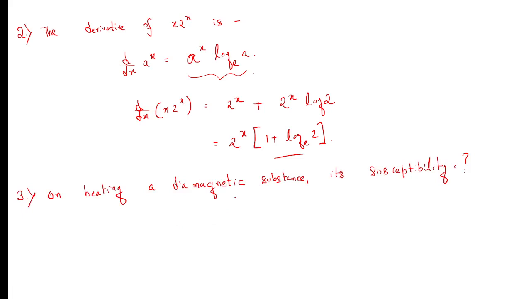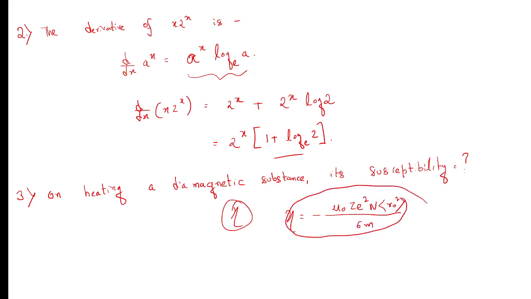The next question says, if we heat a diamagnetic substance, what will happen to its susceptibility? I am just writing the expression of susceptibility, which is this, Z squared n and so on. Okay, so you can see that there is no dependence on temperature, and I hope you know this graph. If you just increase the temperature, the susceptibility doesn't change. So the correct answer should be it remains the same. Okay, let's move on to the next question.